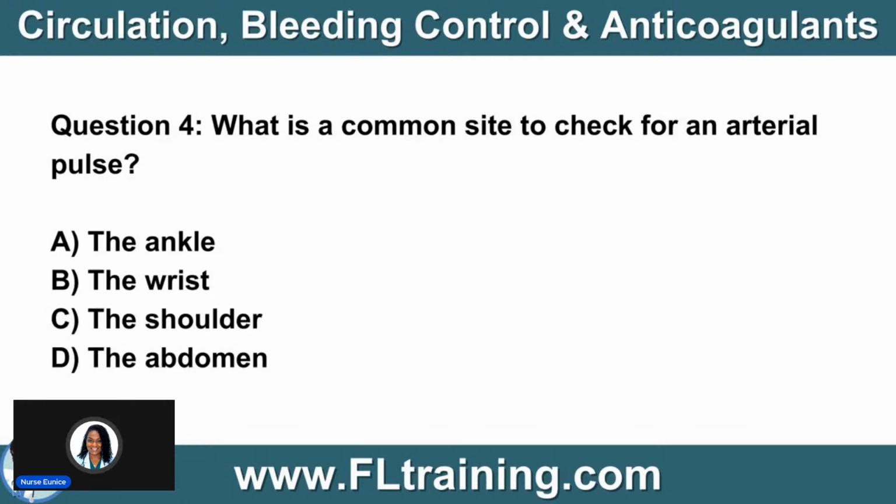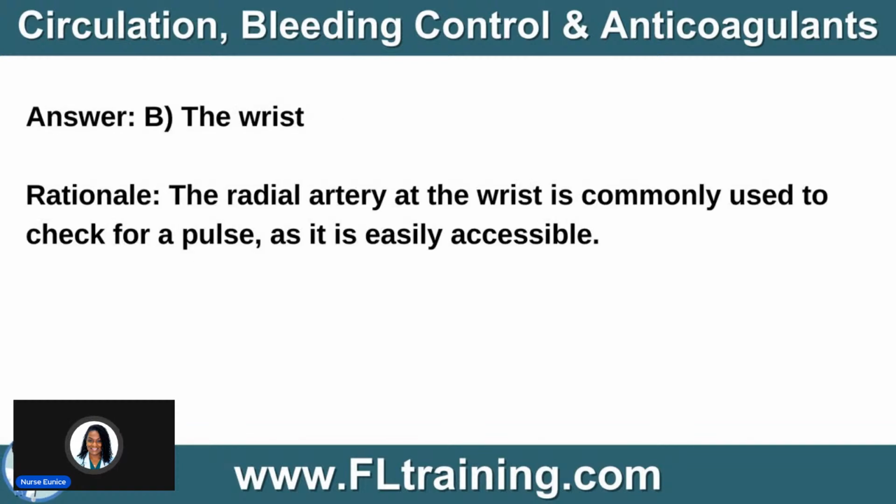Let's continue, team. Question number 4. What is a common site to check for an arterial pulse? Is it the neck, the wrist, the shoulder, or the abdomen? Think about when you're preparing for your CNA test. What artery do you palpate? What artery do you feel? Revealing the answer in 3, 2, and yes, you got it. It is B, the wrist.